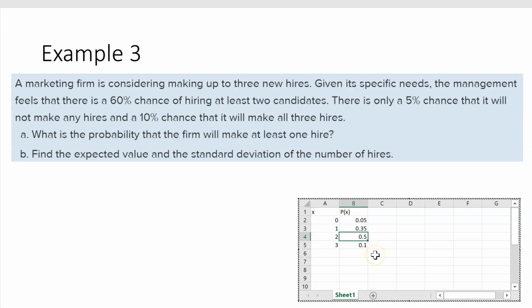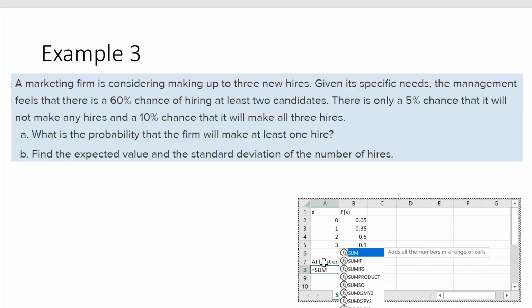Now, what is the probability that the firm will make at least 1 hire? So at least 1 hire is going to be the sum of, well, we can do it piece by piece. At least 1 hire would be 1 hire plus 2 hires plus 3 hires. So that is the probability of at least 1 hire. The other way to look at that is there's only a 5% chance that it will not make any, so it'd be 1 minus that.